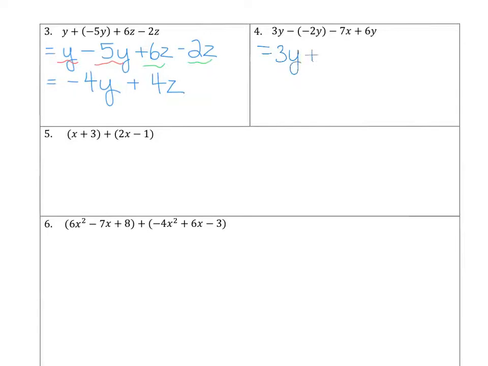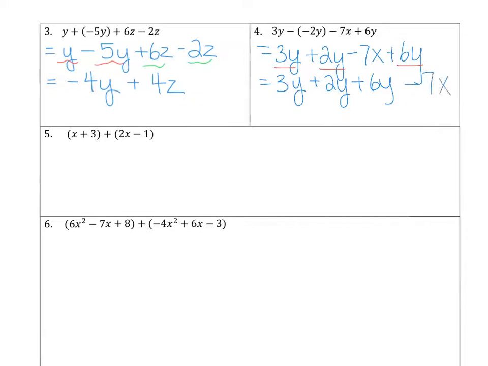Okay, getting rid of the double signs. Okay, now you'll notice that this is a like term, this is a like term, and this is a like term, and we just have that x term all by itself. So we're just going to rewrite it in that order. So we have 3y plus 2y, it's a positive 6y, and then we have a minus 7x. So we're just combining now the y's.